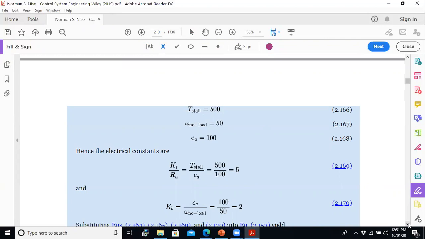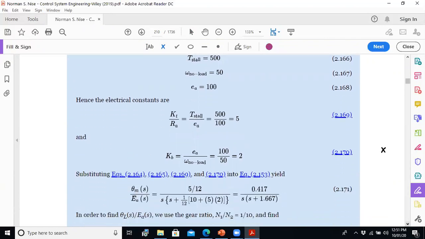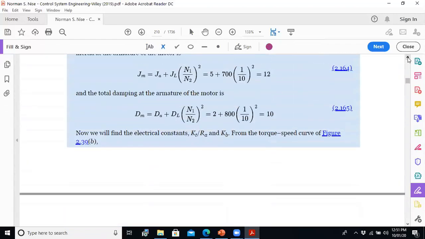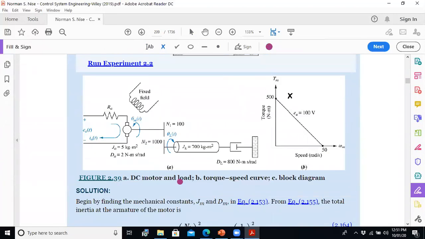How do I know this T stall and no load? Let me show you here. How do you find the T stall? What is the process of finding T stall? Angular velocity is 0, right? Remember? So where is angular velocity 0 here? This is angular velocity 0, right? So when angular velocity is 0, what is your torque? 500. That's T stall.